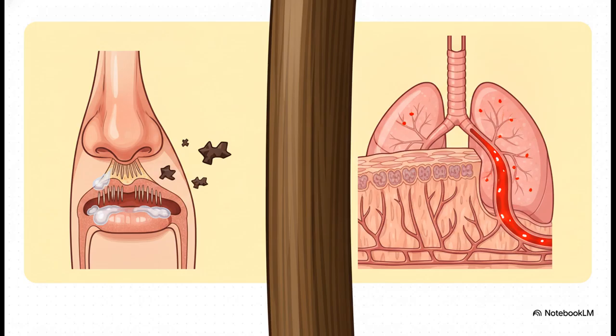But PM2.5, that is microscopic. We're talking a fraction of the width of a single human hair. PM2.5 is far more dangerous simply because it can easily bypass your body's natural defenses, bury deep into your lungs, and even slip directly into your bloodstream.